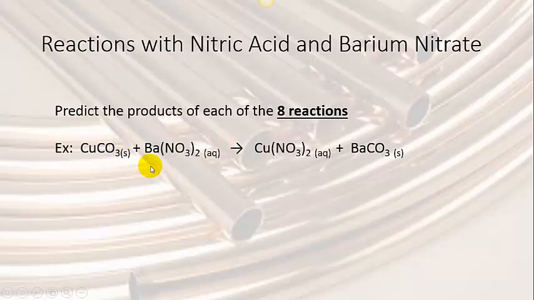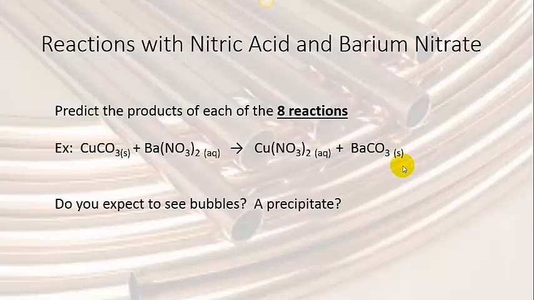If we add it to barium nitrate, we do a double displacement: the metal replaces the metal, and you get copper nitrate, and that is aqueous. Barium carbonate, so your metal goes with your other nonmetal. Barium carbonate is a solid. So figure out what you expect to see.